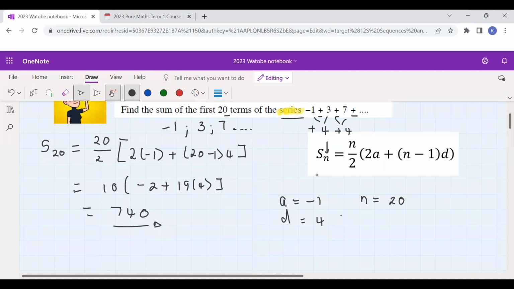But as soon as you add pluses in between, this is a series. So if it says the sum of the first 20 terms of this specific series, we know that it would be 740. This is less tedious than saying -1 plus 3 plus 7 plus 11 plus 15. That'll take forever, right? So this formula is very useful, and it takes away a lot of the pressure when working out what the sum of a series is.